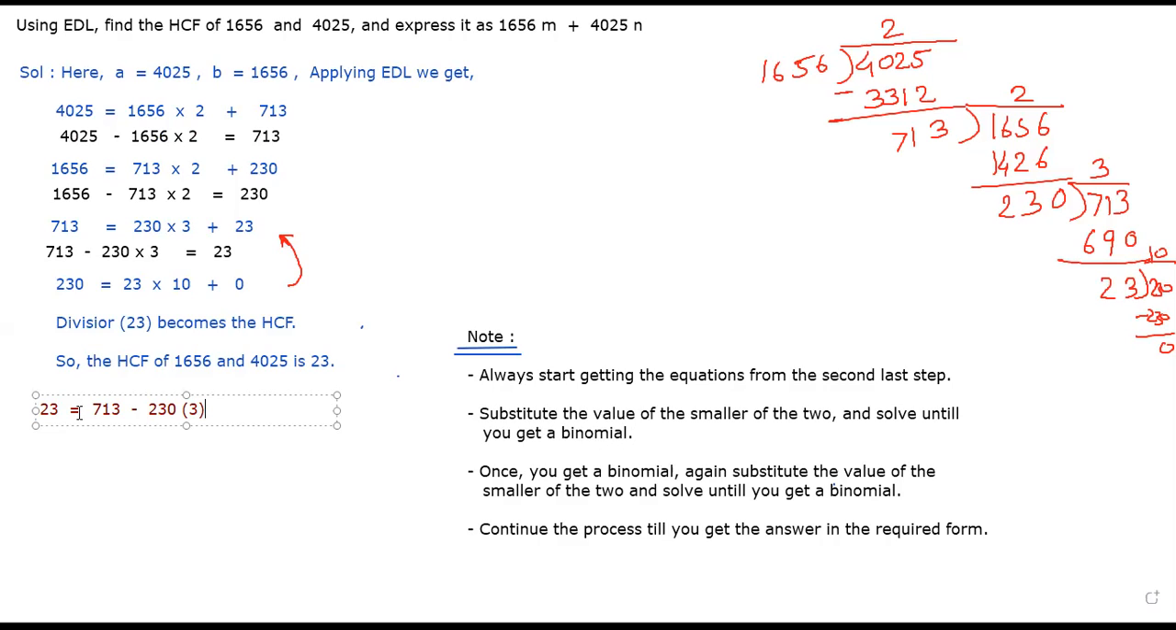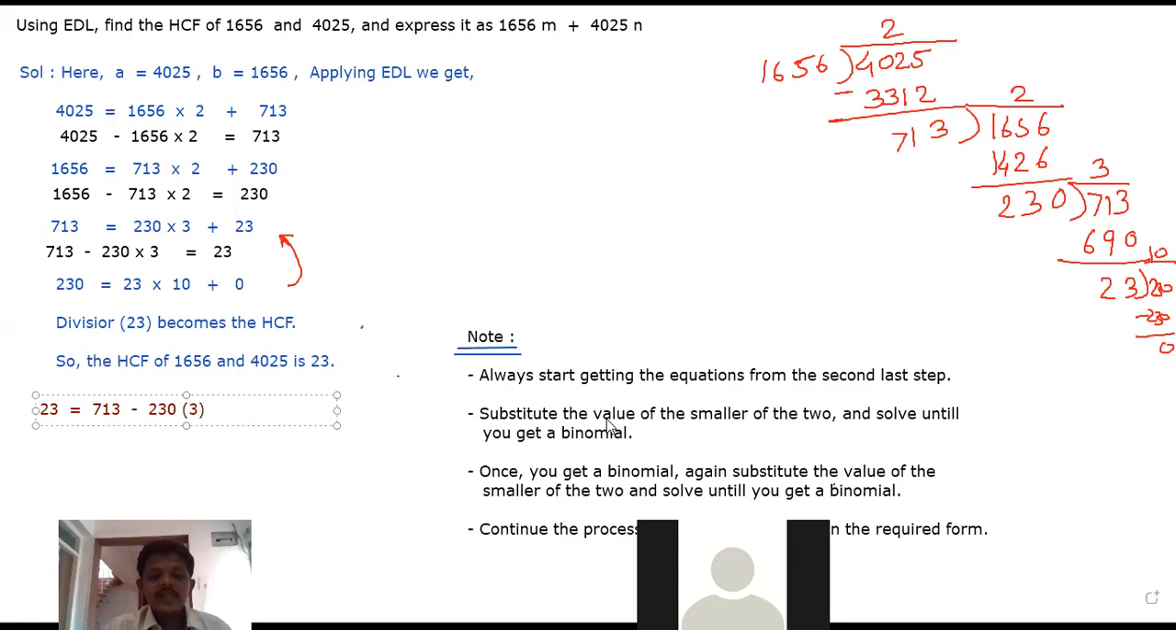Substitute the value of the smaller. 23 will never change because 23 is the value we want. We want 23 as 1656m plus 4025n. Are you understanding, children? We want the value of 23. Now, in 713 and 230, who is smaller? 230. So put the value of 230. What is the value of 230 from the third last step?